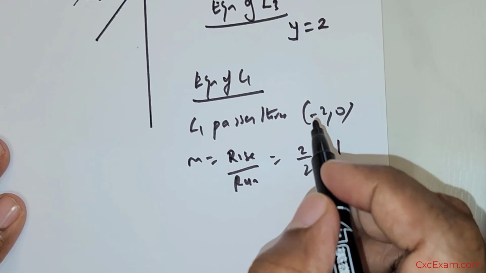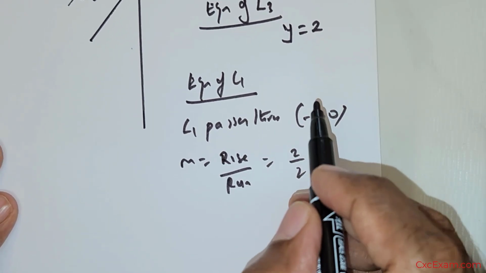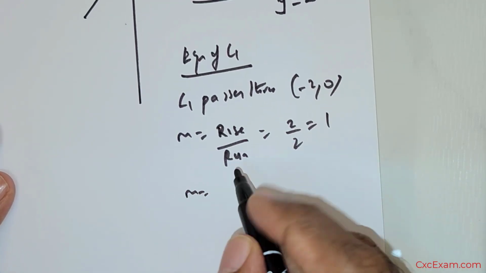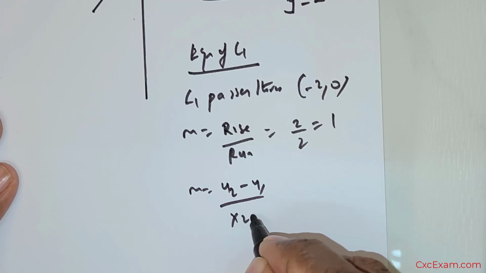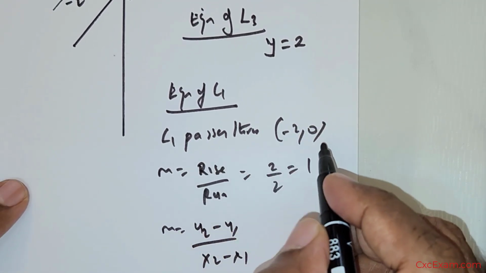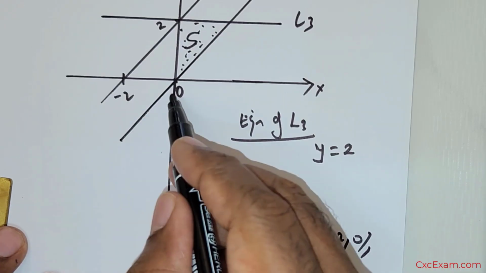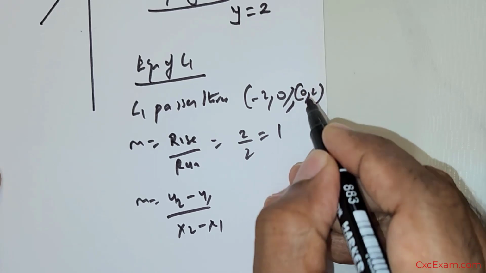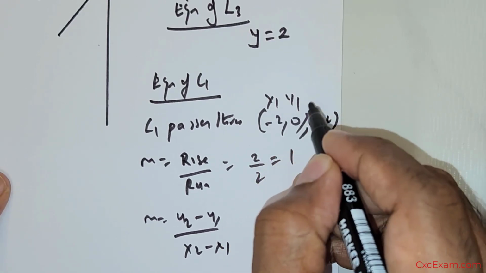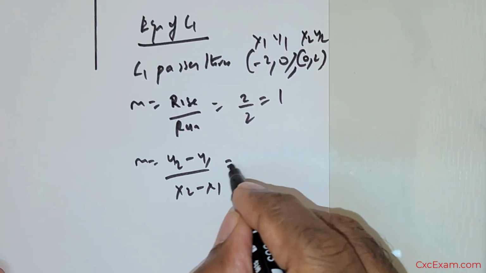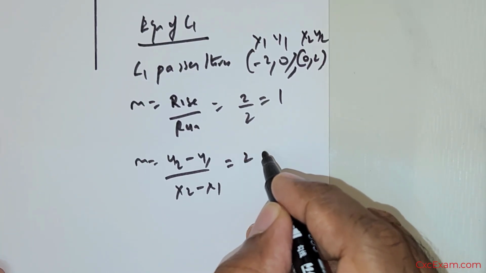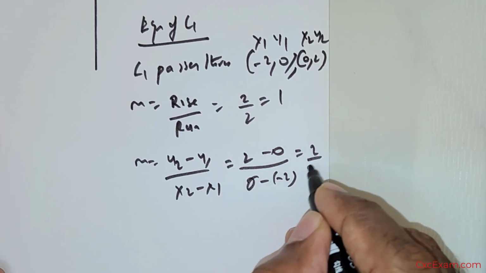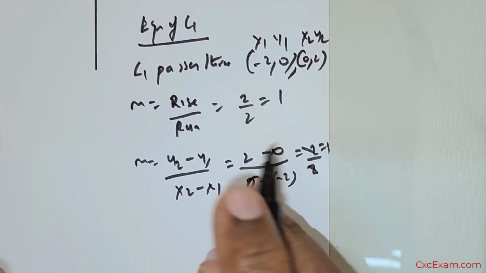Now if you are not interested in utilizing the formula, you can also get it by the formula y2 minus y1 divided by x2 minus x1. Now I just mentioned that L1 passes through -2, 0 and 0, 2. Okay, and if you were to take this as x1 y1 and x2 y2, this is going to be y2 minus y1, 2 minus 0 divided by x2 minus x1, 0 of -2. So you get 2 over 2, which is equal to 1.